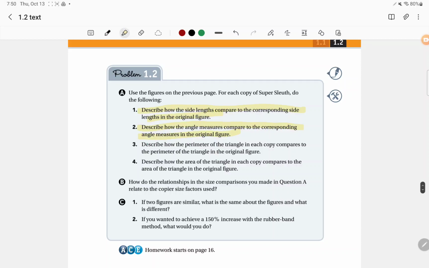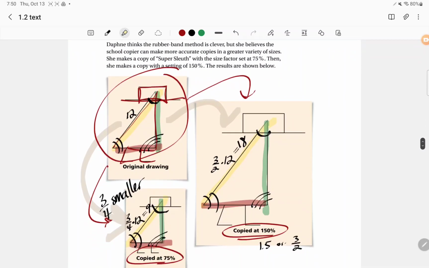And then number 3 says describe how the perimeter of the triangles compare. Now listen, this is an easy one, because if your lengths, for example, from the original to the one that's copied, are 150% larger, meaning 1.5 times larger, the perimeter is also going to be 1.5 times larger. Okay, because each side length is added together to get the perimeter.